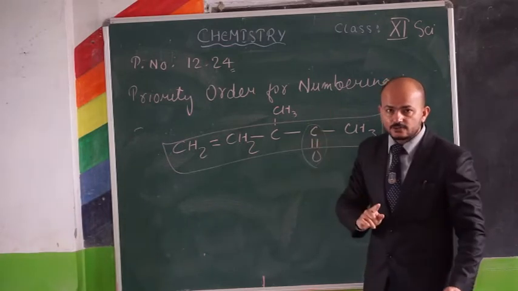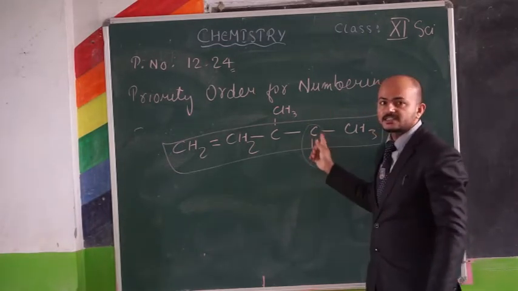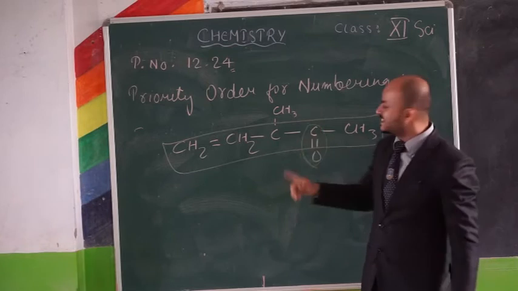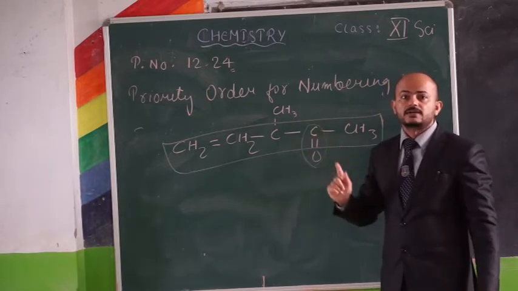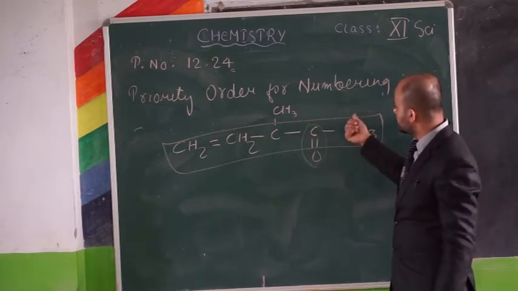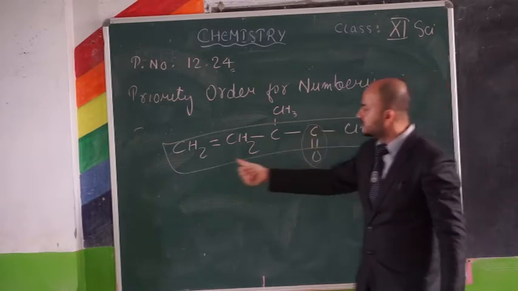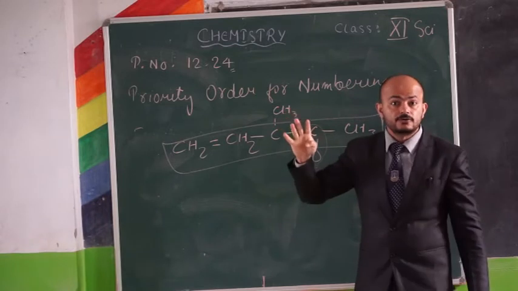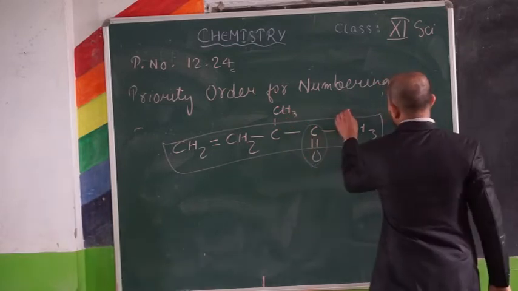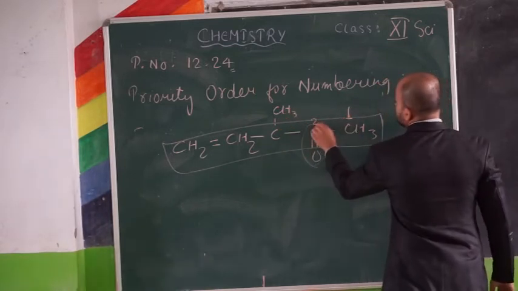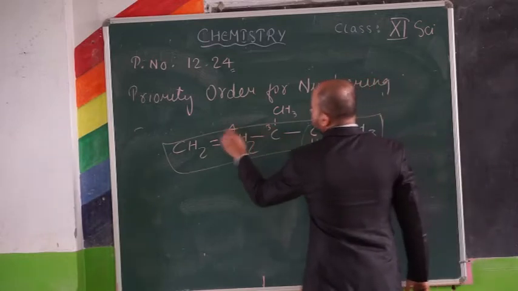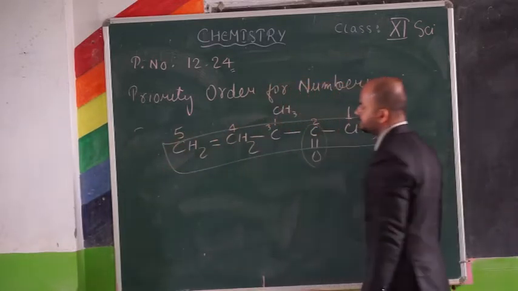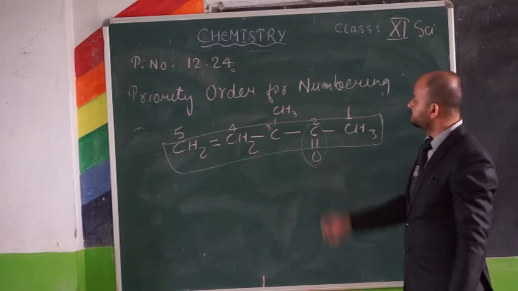only if this functional group was not present. Now, since the functional group is present, it gets the highest priority. This has to come at the lower carbon number. If I start numbering from this side, 1, 2, it comes at 2. If you start numbering from the other side, 1, 2, 3, 4, it comes at carbon number 4, which is wrong. So we have to start numbering from this side, 1, 2, 3, 4, and 5.